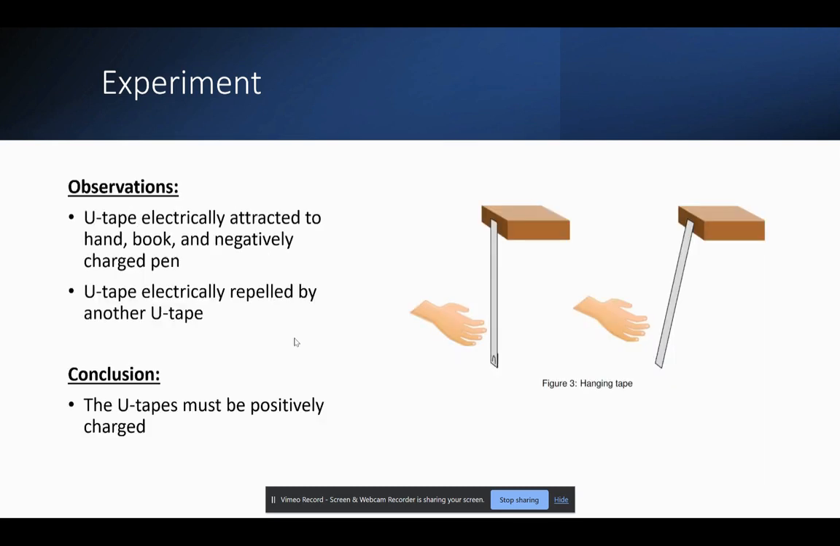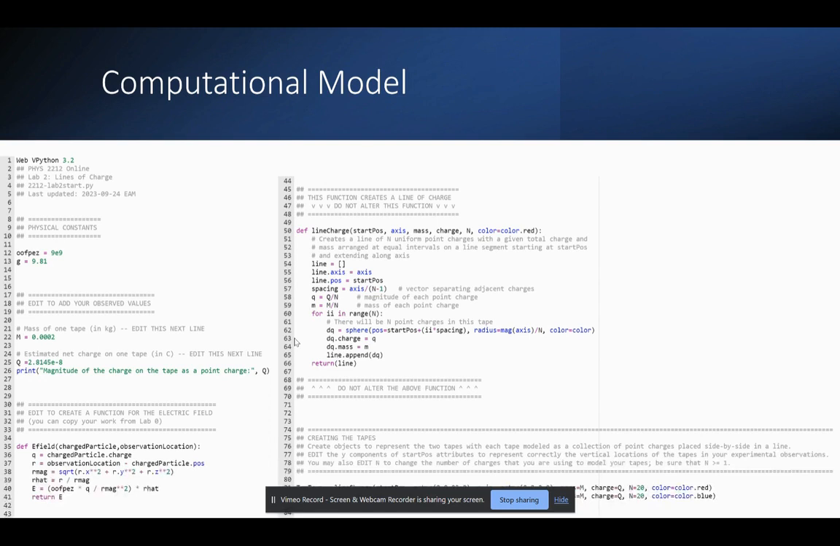For the observations, the U-tape was electrically attracted to the hand, book, and negatively charged pen, but it was electrically repelled by another U-tape. This led me to conclude that the U-tapes must be positively charged. For the computational model, it was a little bit more advanced compared to Lab 1, as we were actually modeling the tapes as line charges instead of point charges.